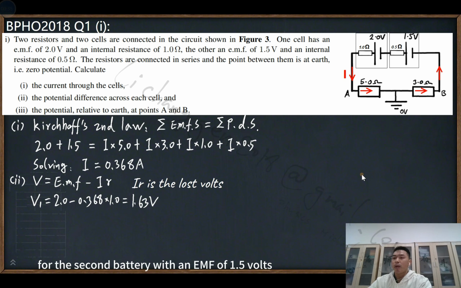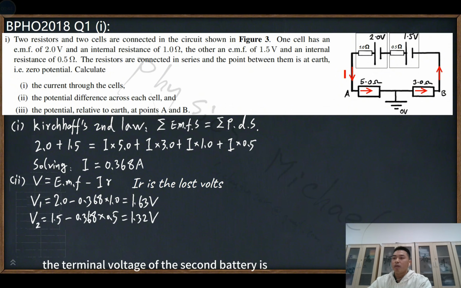For the second battery with an EMF of 1.5 volts and an internal resistance of 0.5 ohm, the terminal voltage of the second battery is 1.5 volts minus 0.368 times 0.5, which equals 1.32 volts. Now let's calculate the potential difference across each resistor. Then use that to find the potentials at points A and B relative to Earth.